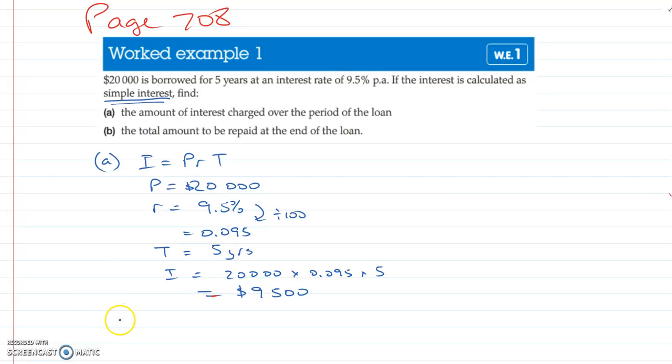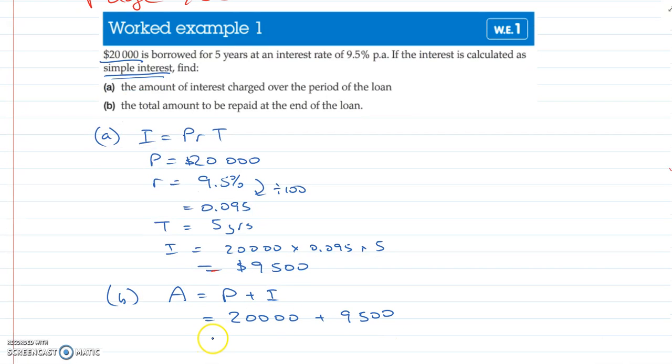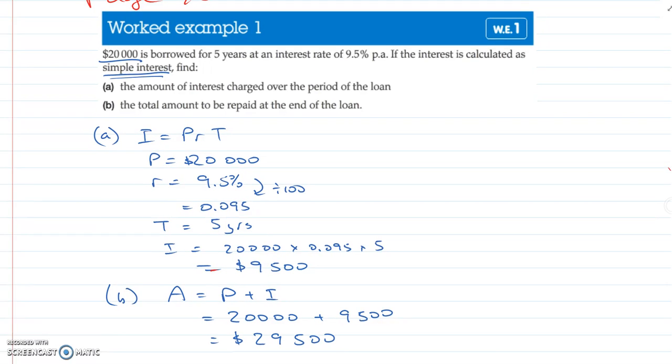Okay, so that's part A. Part B, the total amount repaid. When you pay back this loan, you're not just paying back $9,500, you have to pay back the $20,000 that you started with. So you have to pay back the P, which is $20,000, plus the I, which is $9,500. So the amount that you have to repay is $29,500. Okay, simple interest is pretty simple.